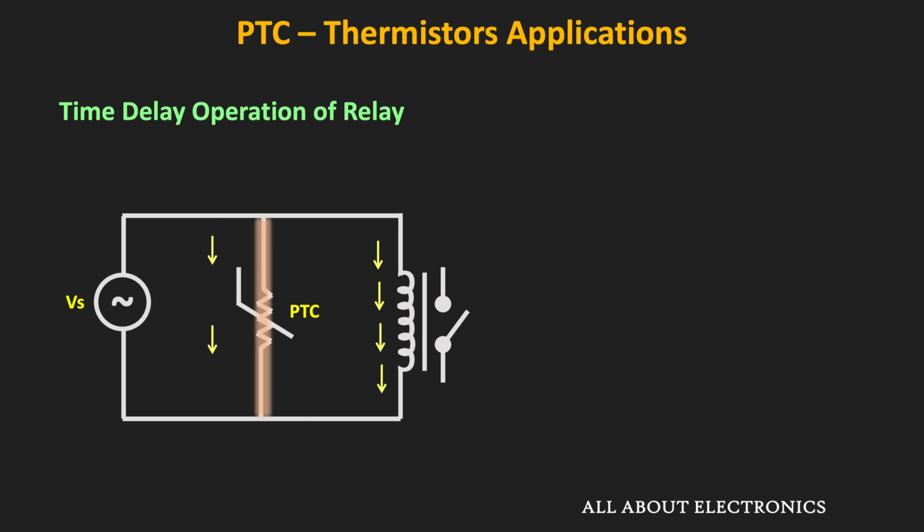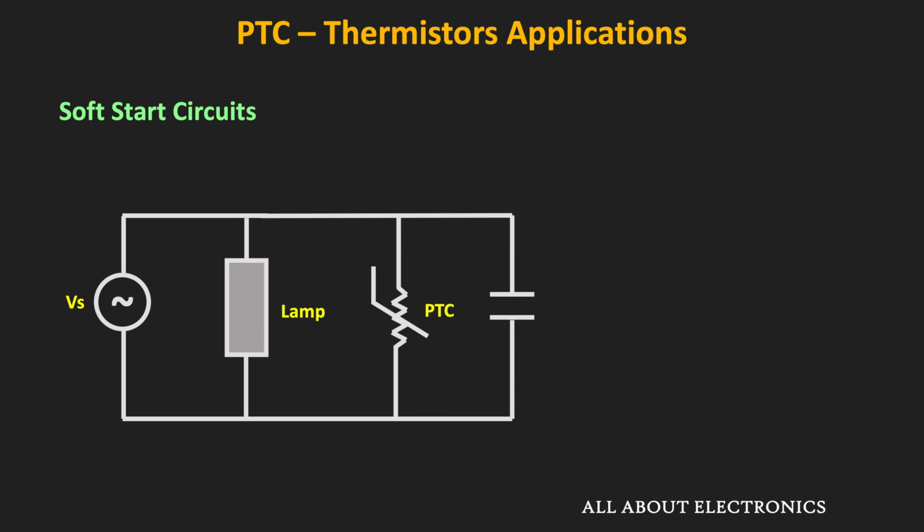Apart from that, to increase the life of the component or the specific part of the circuit, sometimes the PTC is also used as a soft starter. Here in the example, it is connected in parallel to the fluorescent lamp. Initially, when the circuit is turned on, this PTC thermistor is operating at the ambient temperature, and that is why it offers a low resistance path. Because of that, initially most of the current flows through this PTC thermistor, and only a very small current will flow through the fluorescent lamp.